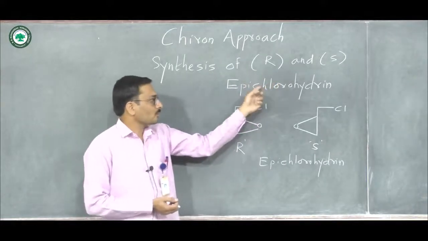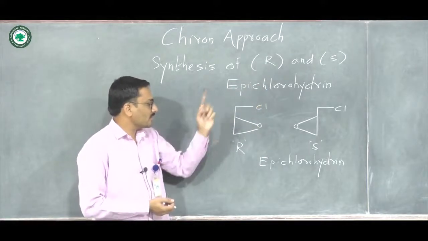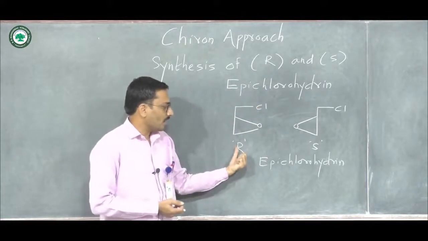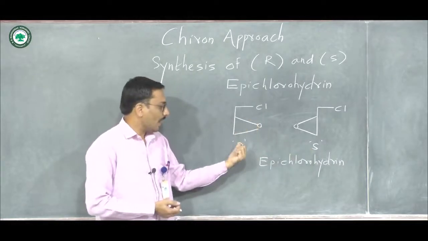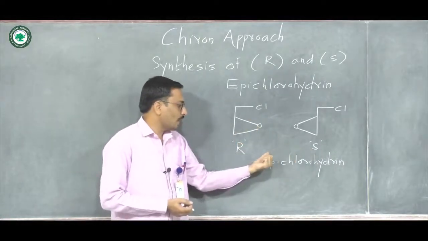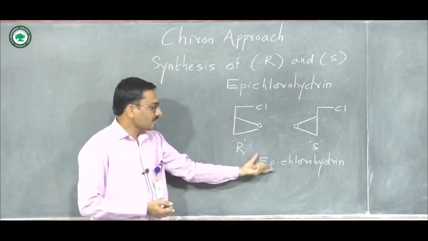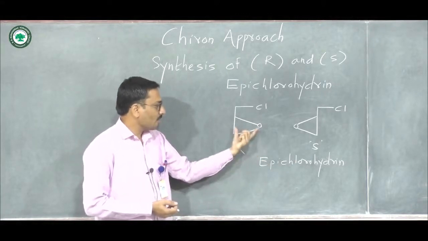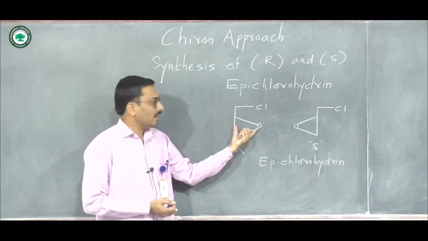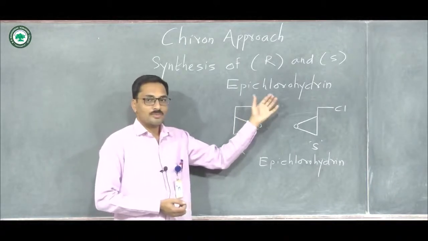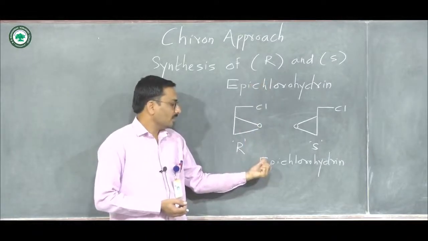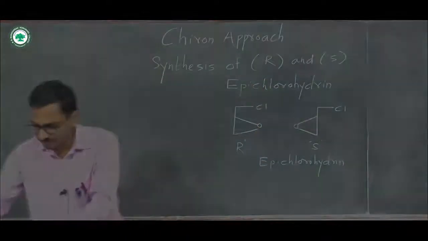This epichlorohydrin can exist in R form as well as in S form. These are the structures of R and S epichlorohydrin. This epichlorohydrin consists of one epoxide ring and there is one chlorine atom. So we will start the synthesis of this epichlorohydrin.